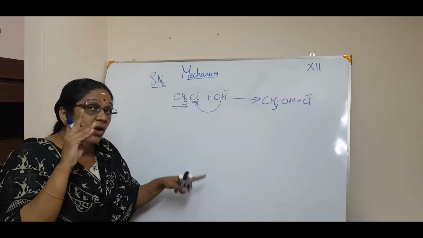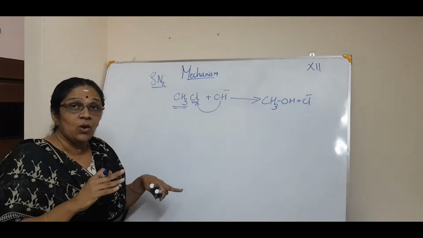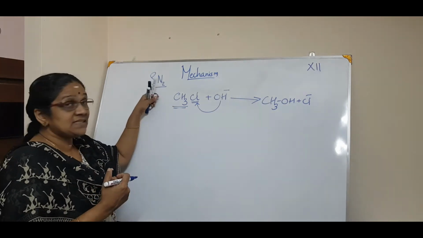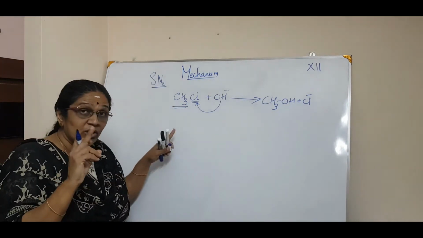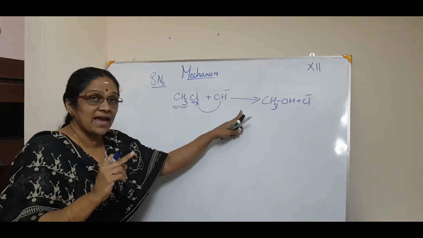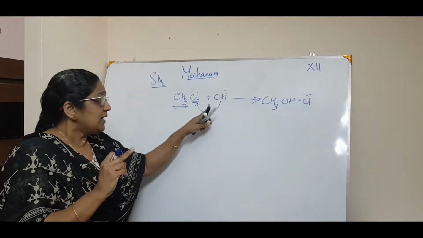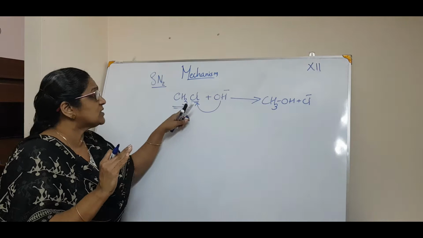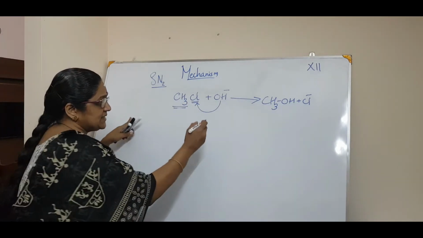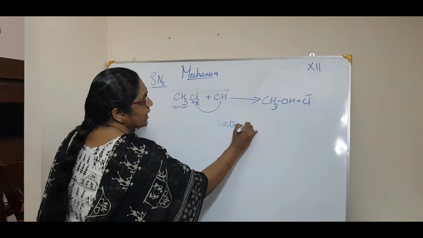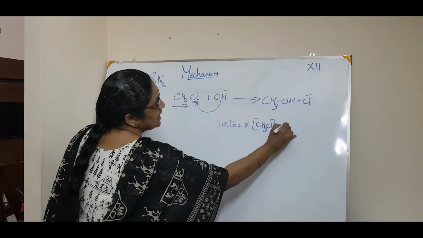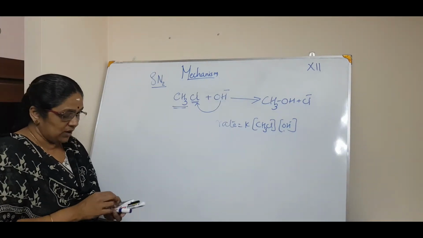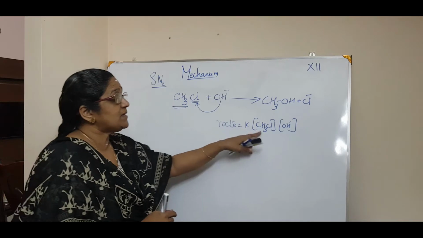If it depended only on one reactant, say CH3Cl, we would call it a unimolecular reaction. Here, since it is a substitution nucleophilic bimolecular reaction, the rate of the reaction depends on the concentrations of both reactants. For example, rate is equal to K into the concentration of CH3Cl and the concentration of OH minus. The kinetics says it depends on both reactants.